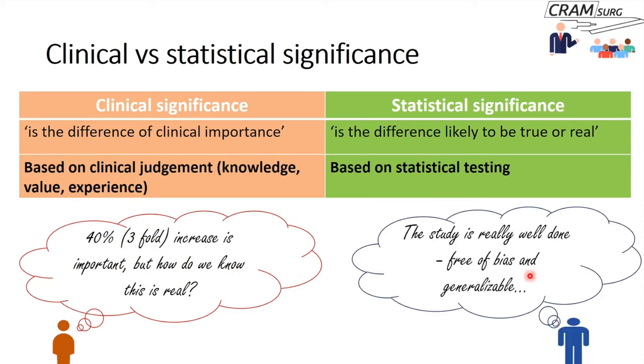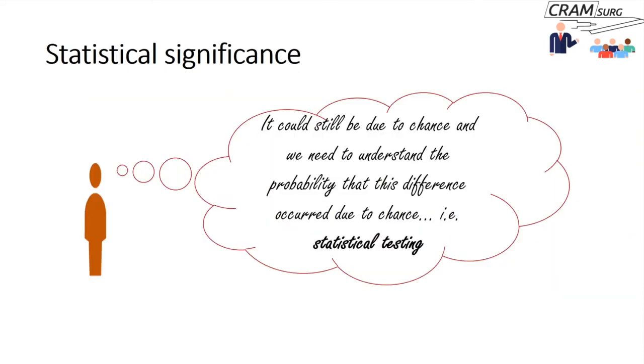To which a clinician might say, well, the study is really well done, seems to be free of bias, so it's internally valid, it's generalizable. This is the population I see in my practice. So what's the problem? I'm quite happy with what I consider to be a clinically significant difference in infection rates. To which a methodologist or a statistician might say that this difference that you see could still be due to chance. Therefore, we need to understand the probability that this difference occurred just due to random chance. In other words, he or she is saying that you need to be doing statistical testing to ensure that this is not due to chance.